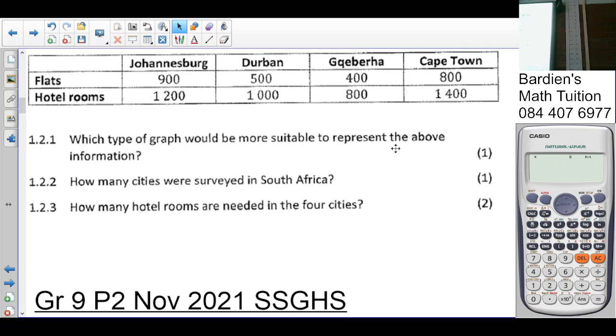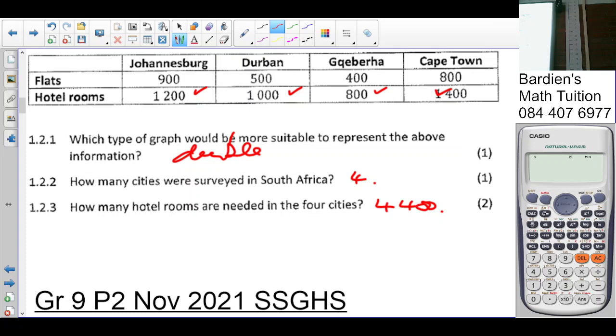How many cities were surveyed in South Africa? 4. How many hotel rooms are needed in the 4 cities? How do you get that? You only add those numbers, not so? So it's how many? 4,400. Now, how many cities were surveyed in South Africa? 4, no? The double bar graph.